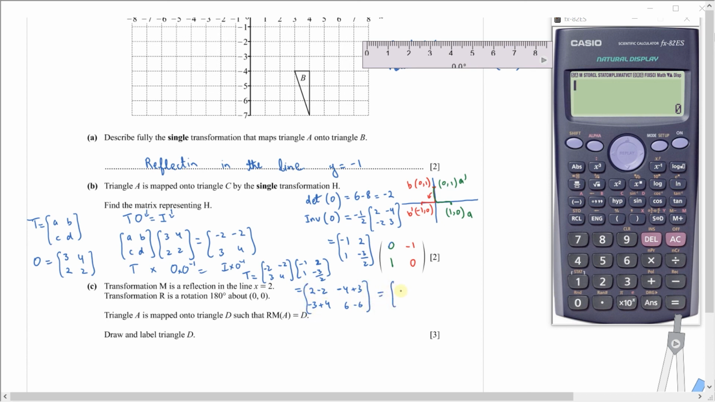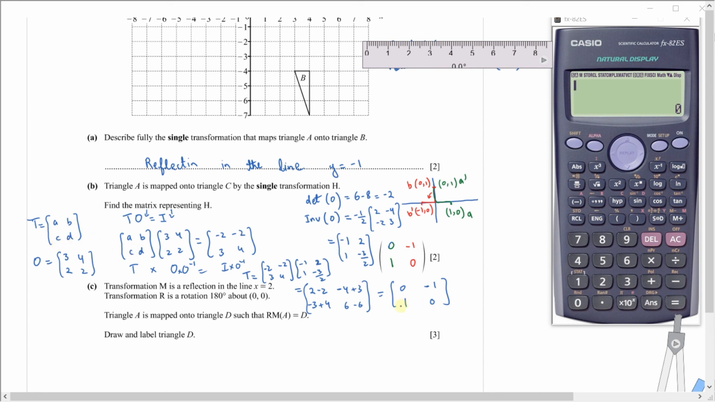So 2 minus 2 is 0. Minus 4 plus 3 is minus 1. Minus 3 plus 4 is plus 1. 6 minus 6 is 0. So you get the same answer here as well. So you just basically form an equation in these matrices. You find the inverse of this matrix, multiply it on the right side to get the transformation matrix ABCD. So your A value is 0, B value is minus 1, C is 1, and D here is 0.